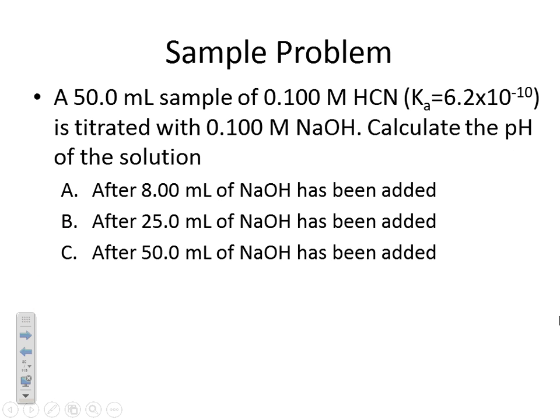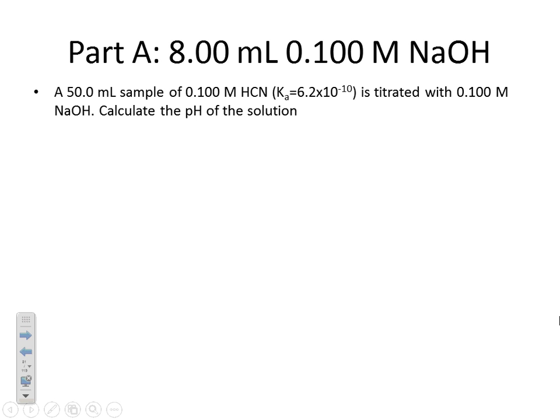So the problem that we're going to be focusing on in this video is this one right here: a 50 milliliter sample of 0.1 molar cyanic acid, Ka value is given. It's titrated with 0.1 molar sodium hydroxide. Calculate the pH of the solution at 3 different points, 8 mL, 25 mL, and 50 mL. So we're just going to be working through these 3 parts.